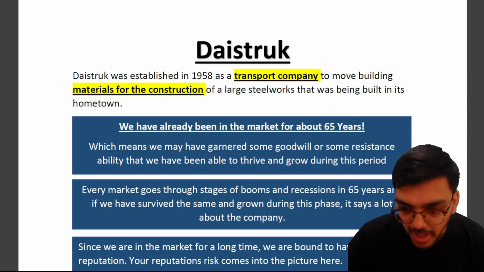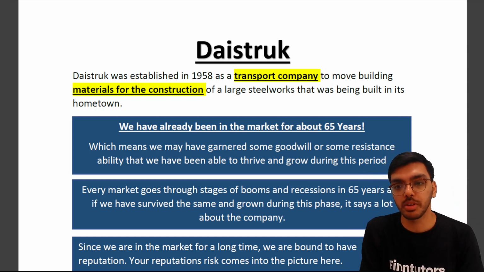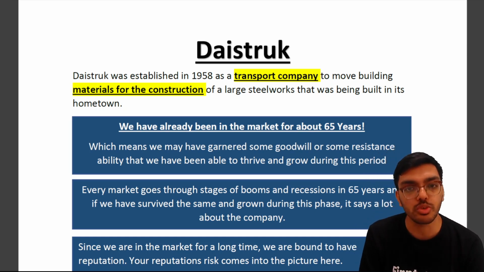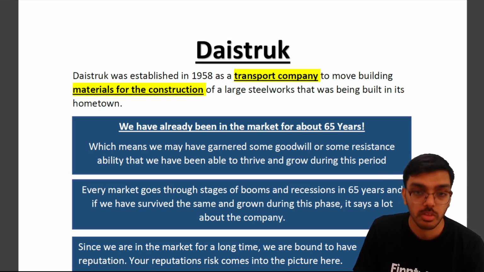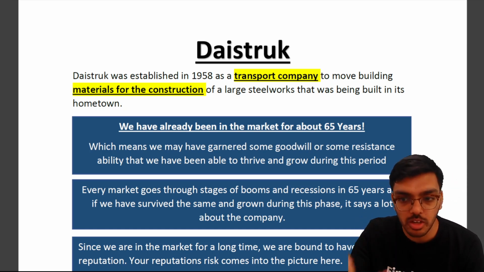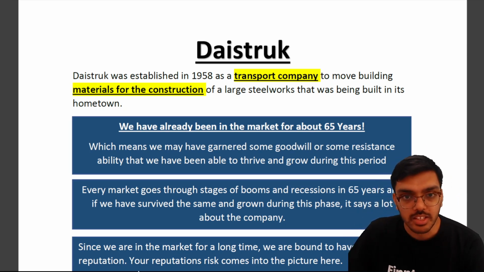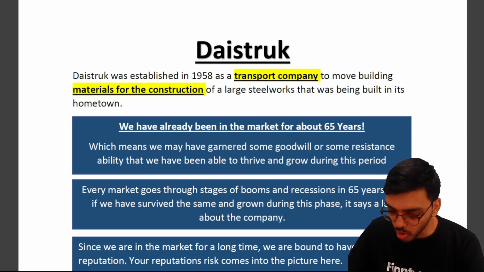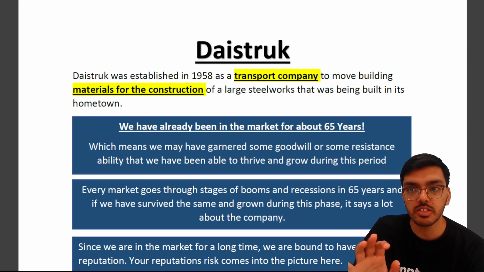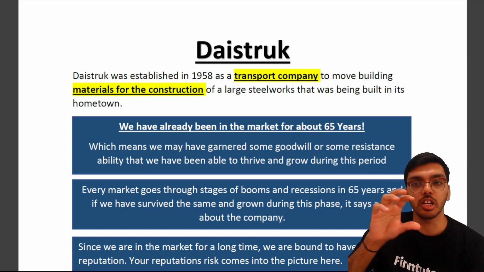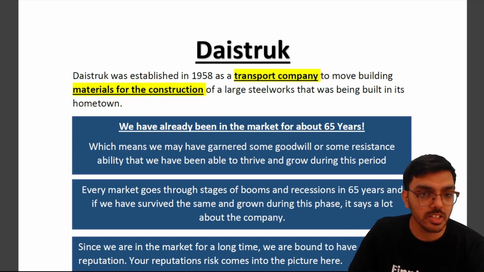Finally, after all of this marathon detailing up until now, we have come up to our company's explanation. We have come up to our company, which is Daistruk. Now, up until now, all background information was given, no specific information. Now, very specific Daistruk information is coming to the fore, so let's pay attention. Daistruk was established in 1958 as a transport company to move building materials for construction of a large steelworks that has been built in its hometown. So the entire culture behind creating this company was that it was a transport company to move building materials mainly.